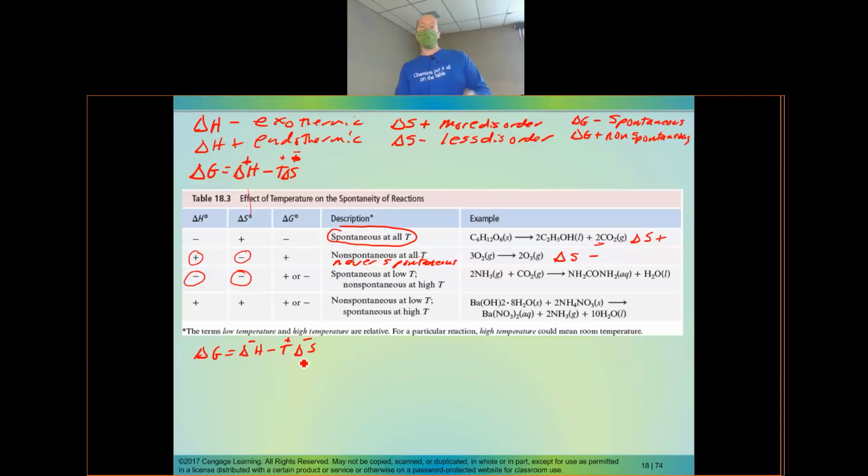In order for this plus this number to not override this minus, if we had a low temperature, then this product of temperature times your delta S would be a very small number, and so you have a negative, and then you'll be adding a very small number, and it would still be negative. So we say this is spontaneous when we have a low temperature.